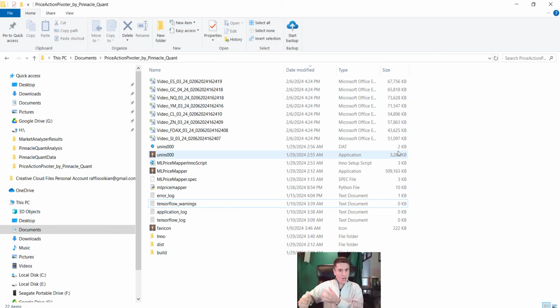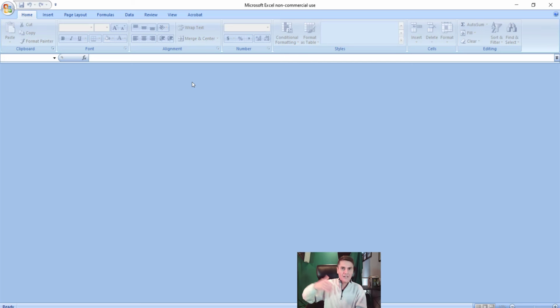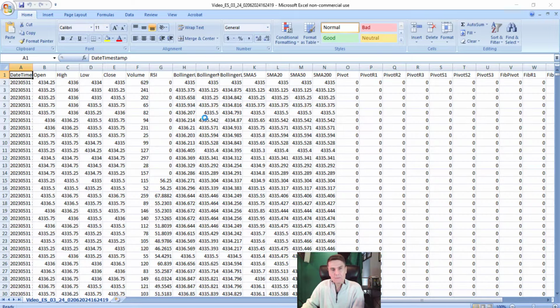There's no written law or rule when it comes to this. Let's go ahead and take a look at the file. I'm going to run this on ES. Okay, why ES? It's the most popular, followed by NQ, I know. But ES is the most popular one. A lot of people trade ES. Millions of people trade ES.